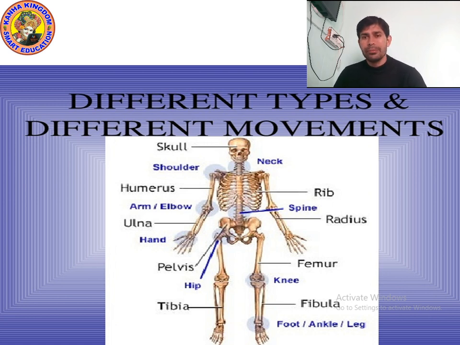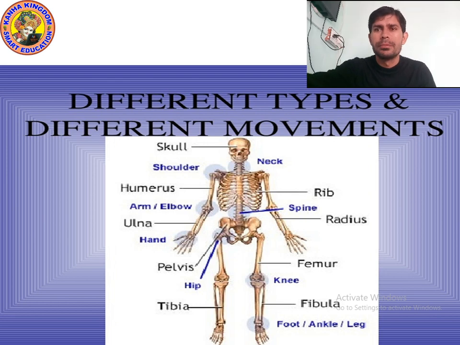So remember the names: humerus, ulna, tibia, fibula. The bone which is just above the elbow is known as humerus, and the bone which is just below the elbow is known as ulna. And the bone just below the waist is called femur, and the bone which is just below the knee is called tibia and fibula. I hope you understood this diagram. Now let's see the types of bone.